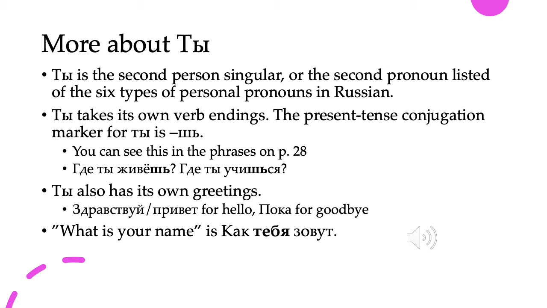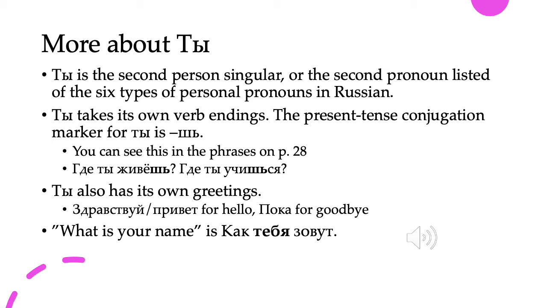And as you can see on page 28, ты has its own verb endings, and we will learn more about verb endings later. But for the moment, just know that the present tense conjugation marker for ты is ш and мягкий знак. And you can see this on page 28 with phrases like где ты живёшь? Where do you, singular, live? Где ты учишься? Where do you, singular, go to school?